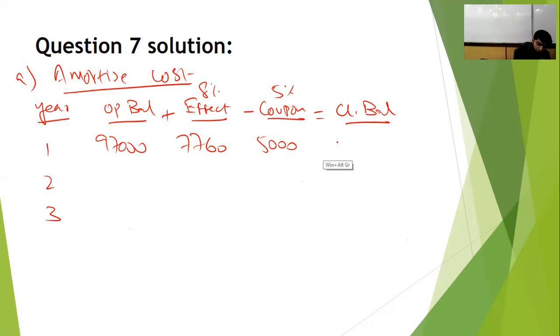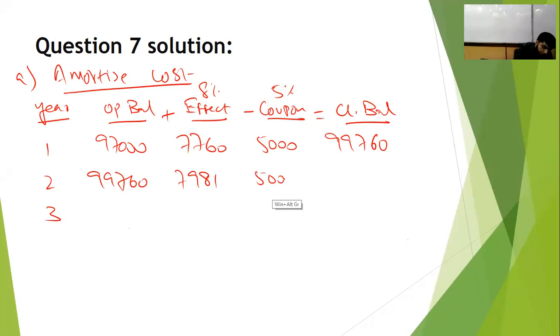So the closing balance would be 99,760. That would be the closing balance. If this is the closing balance, definitely it is going to be the opening balance: 99,760 multiplied by 8%, that is the effective rate. This will make 7,981, and the coupon amount is 5,000.